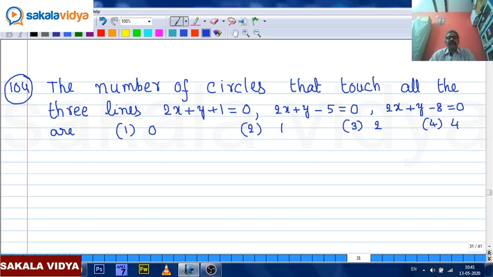The number of circles that touch all the three lines. So, that means, for example, you see here these three lines are parallel. These three lines are parallel, so we cannot draw circles which touch all the three lines. That means the first option is the right option.